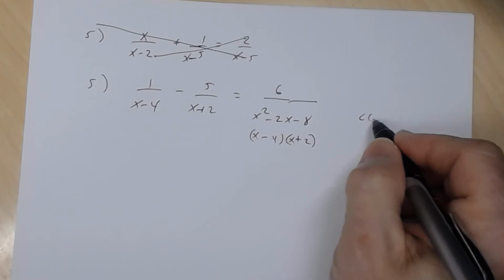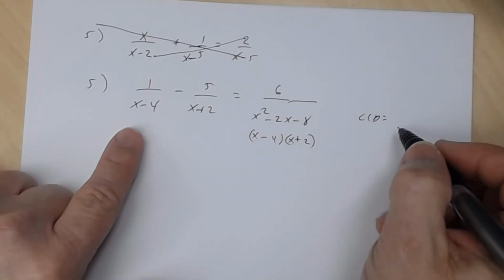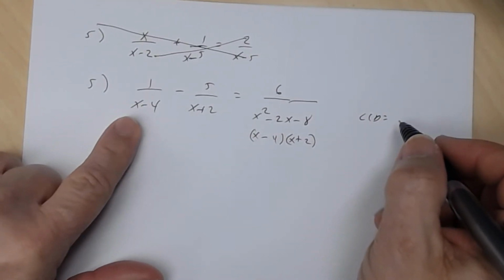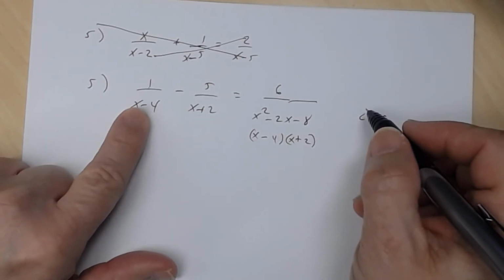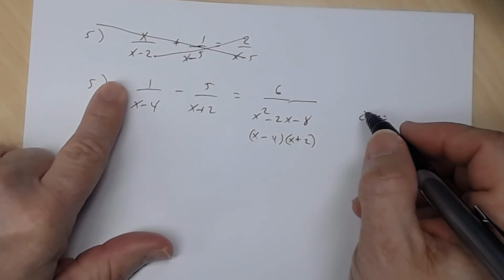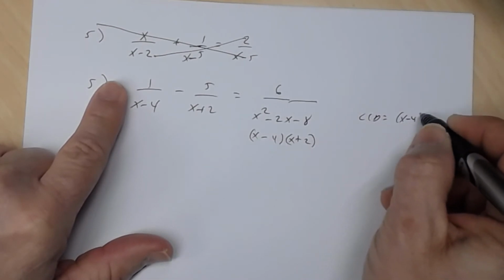All right, so the LCD, remember the LCD has to include every factor you see, because if I want to clear this fraction right here, if I want to make this a denominator of 1, then I've got to multiply by x minus 4. So I need an x minus 4 here.